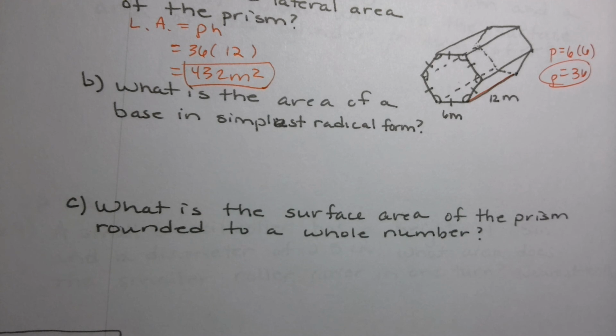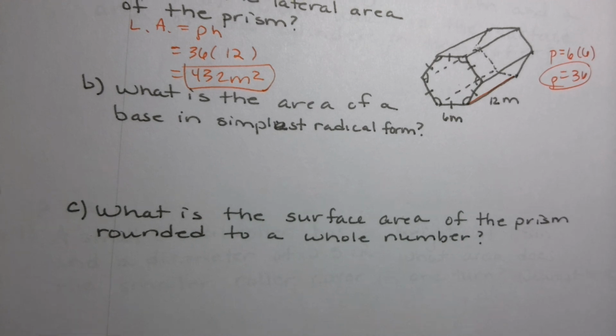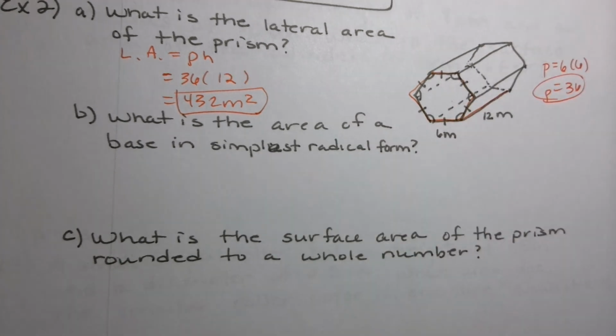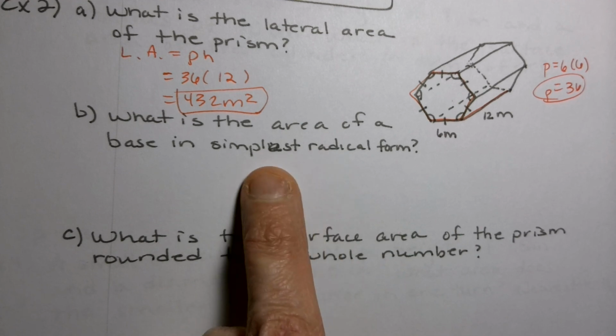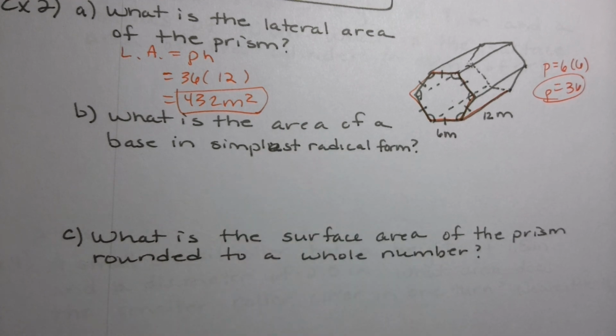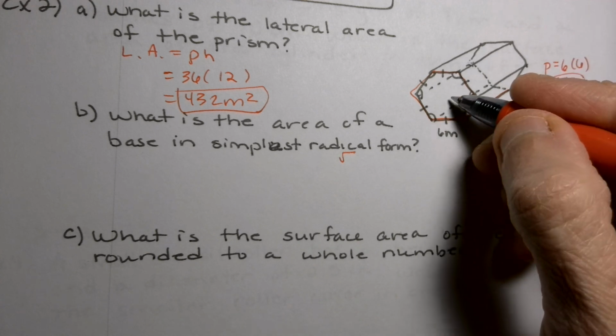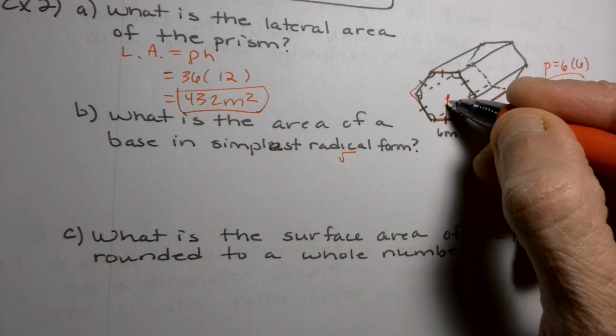Next, what's the area of the base? Okay. So the base here, here's my base. We need the area of that. And it's simplest radical form. That means, remember, radical is square root. So that means you're not using your calculator to multiply out the square root. You're leaving the square root in there. And you've done these now in the last problem. Remember where we drew our triangle in here?